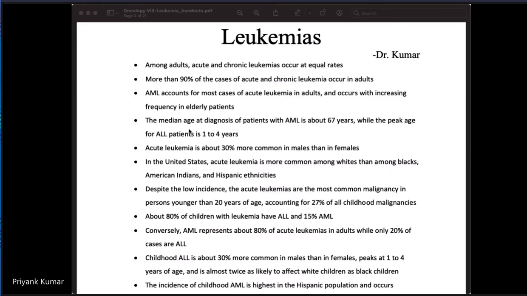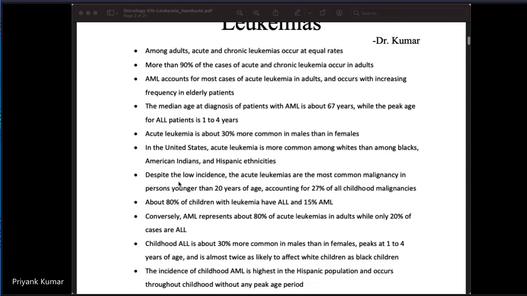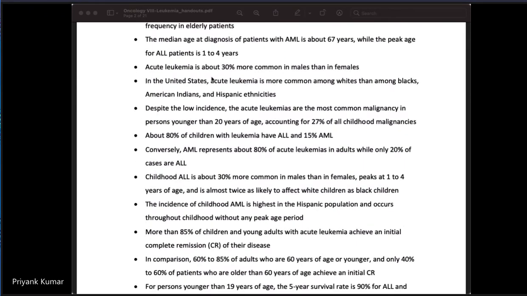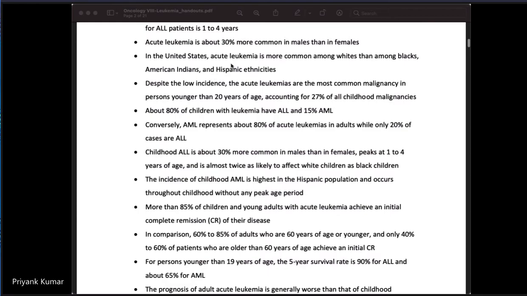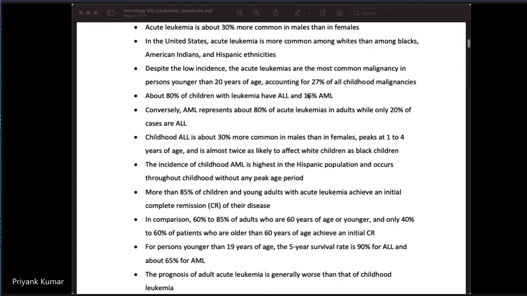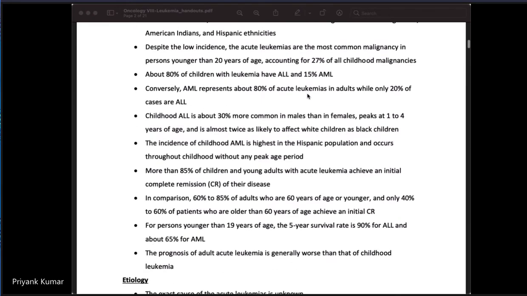However, ALL starts in kids, ranging from 1 to 4 years. Okay. Now, acute leukemia is more common in males than females. In the United States, acute leukemia is more common among whites as compared to blacks, American Indians, and Hispanic ethnicities. So please go through these points. These points are important because they will clarify which type of leukemia happens in what age group. Okay, this is important with respect to leukemias.